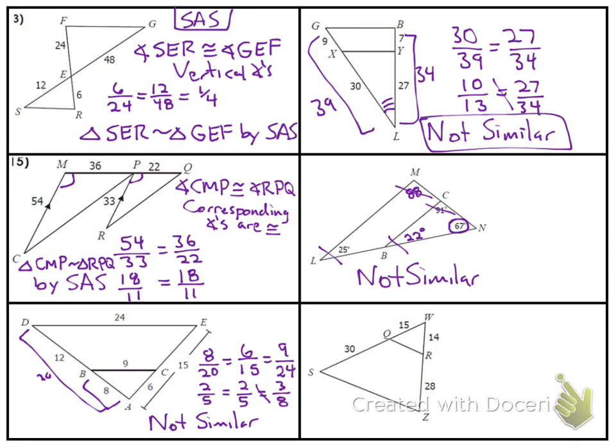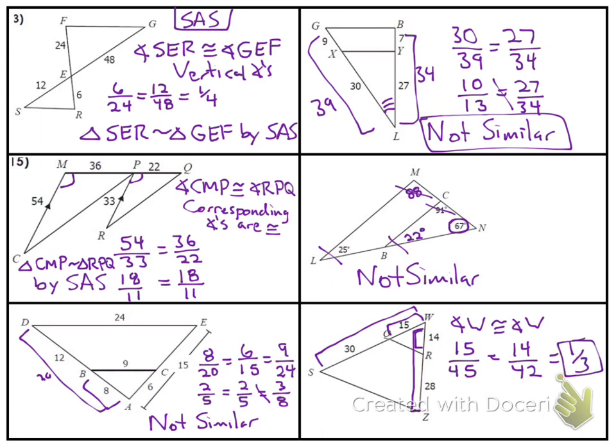For our last one, we're going to say first that angle W is congruent to angle W because that is the reflexive property. And we're going to say 15 is small side to big side, 45. And that's equal to 14 over 42. Now, both of these are divisible and reducible. 15 over 45 becomes 1/3, as well as 14 over 42. So that would be our scale factor. If we notice here, we've taken the small side and tripled it to get the larger piece.